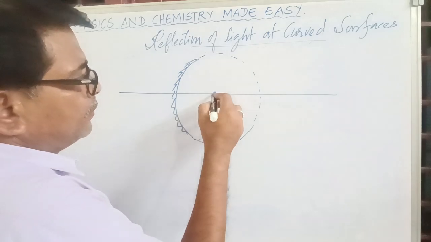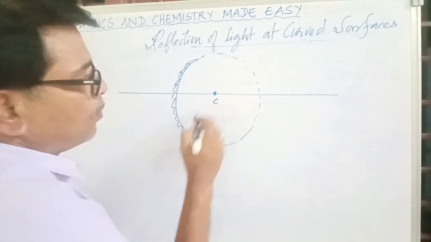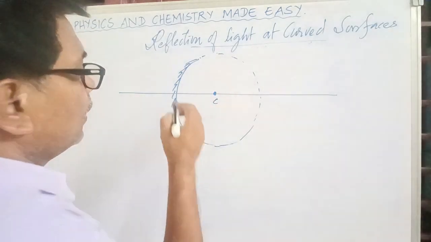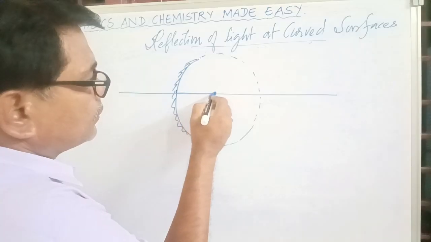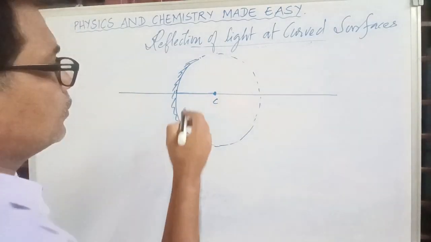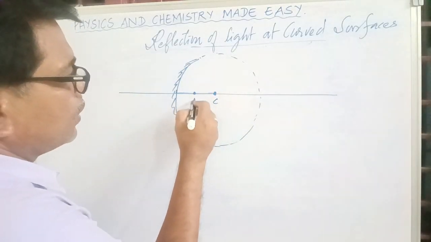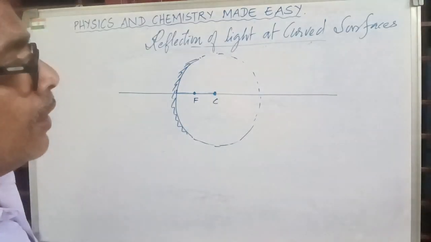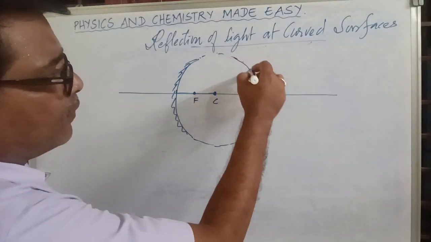So the center we take as the point of curvature. Let us divide this total distance into two equal halves. That point, let us take it as the focal point. Focal point. In the same manner, on the other side also you will find the same thing.